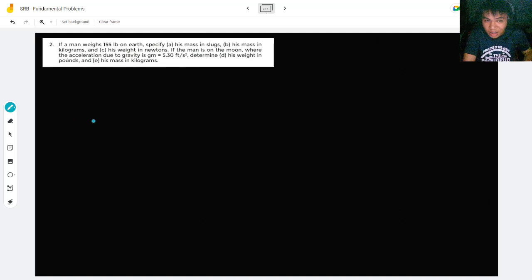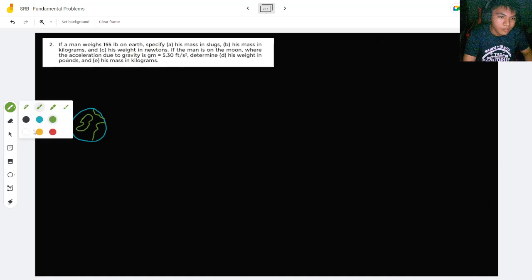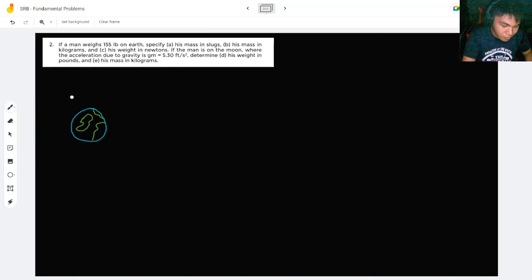So first, again, let's visualize what we have. So let's say we have the Earth here. Let me just make a small presentation so that it looks pleasing at least. Okay, let's say this is Earth. And we have a man here. And let's make another one. And let's say this is the moon.